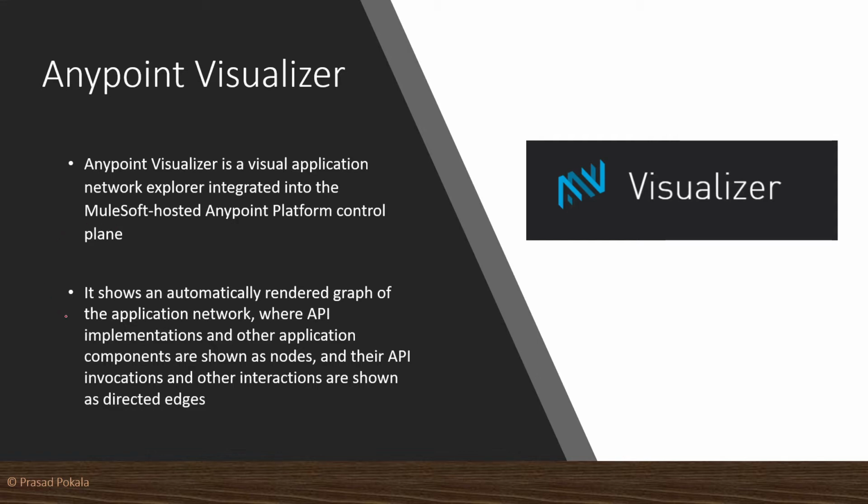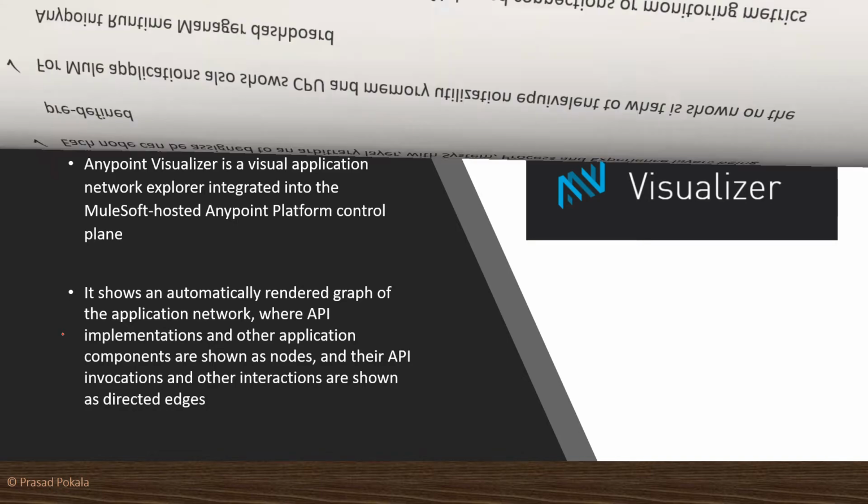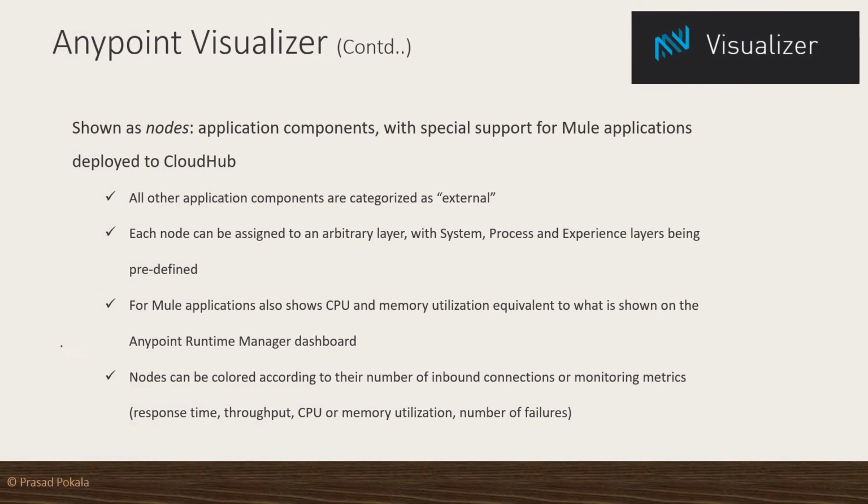Okay. So it shows an automatically rendered graph of the application network where API implementations and other application components are shown as nodes, meaning who is talking to whom, right? All those are shown as nodes, and their API invocations, meaning the calls between them, are shown as interactions by depicting them as edges, like directed edges. The nodes can be the application components with special support from the Mule applications deployed to CloudHub. For example, they could be connectors: Salesforce connector, JMS connector, WMQ connector, HTTP, etc.